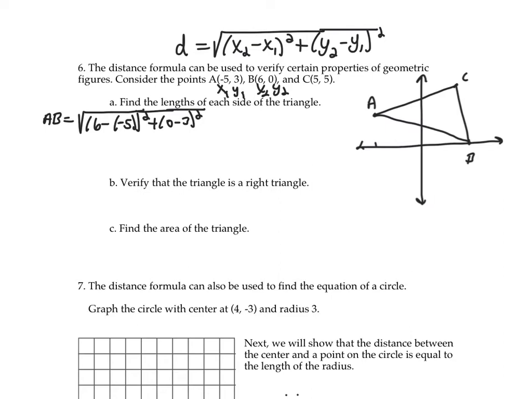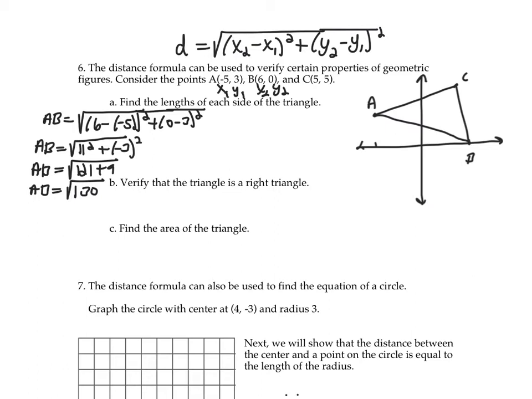Now just be careful. Watch that addition and subtraction. That's where the majority of mistakes happen on the distance formula. So 6 minus -5 turns into 6 plus 5, which is 11 squared. 0 minus 3 gives us -3. So we're going to square that quantity. So AB has a length equal to the square root of 121 plus 9, or AB is equal to the square root of 130. Now I'm going to leave it as just the square root of 130 for now. We'll talk about whether or not to simplify radicals in a second.